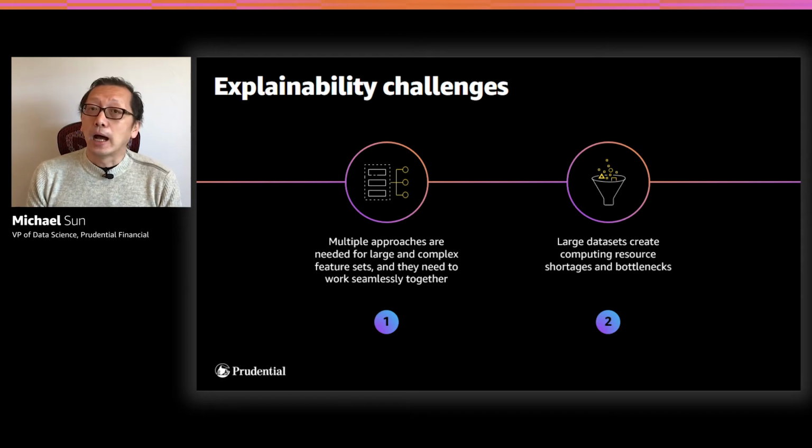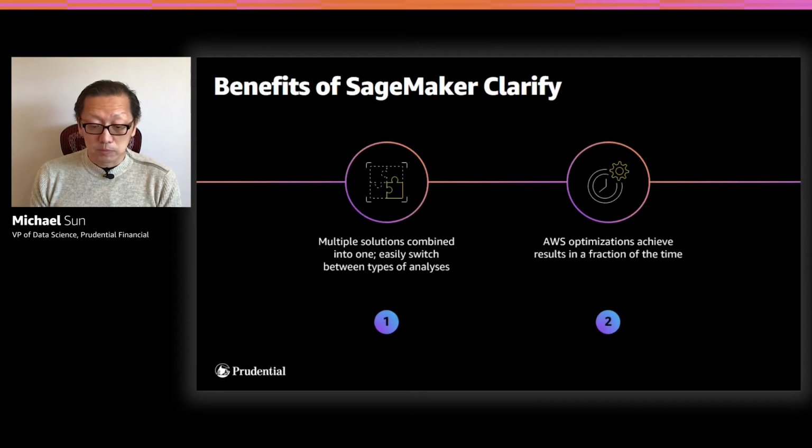On top of that, our data set tends to be large. As I said, we have tens of millions of customers, and those customers have so many touch points with us. So the data set and computation needed to explain the algorithms is a huge challenge in and by itself. Which brings us to SageMaker Clarify.